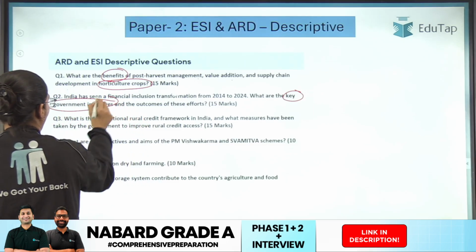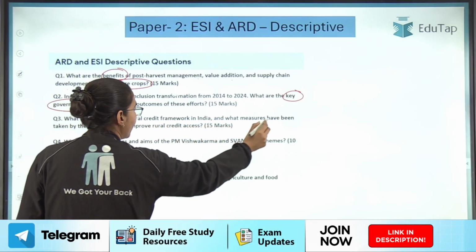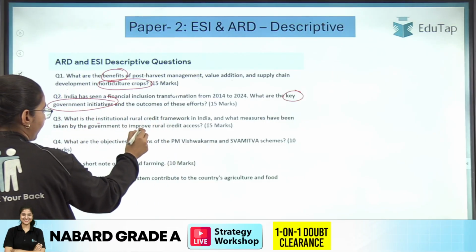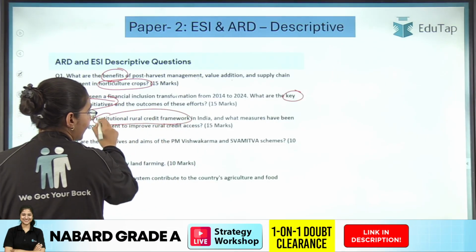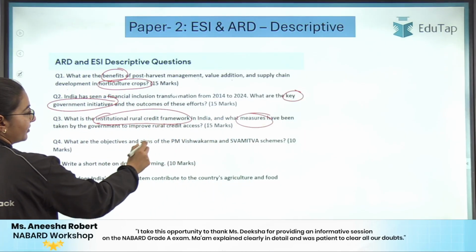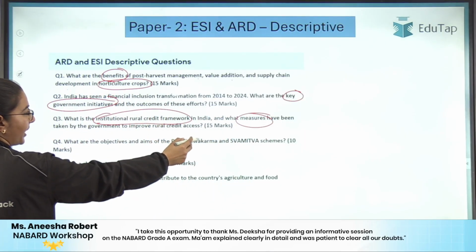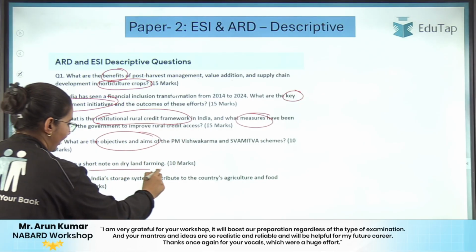Okay. What is the institutional rural credit framework in India? What measures have been taken by the government to improve rural credit access, right? Institutional framework and the measures that have been taken. What are the objectives and aims of the PM Vishwakarma and Swamitva scheme? Okay. Write a short note on dry land farming.